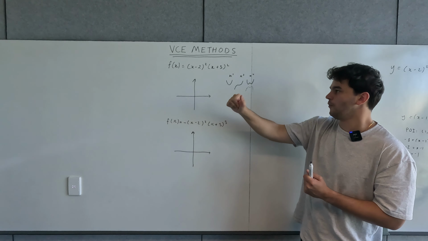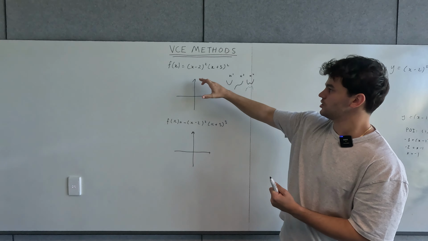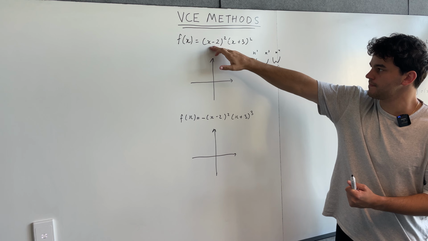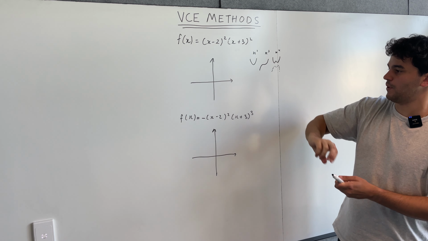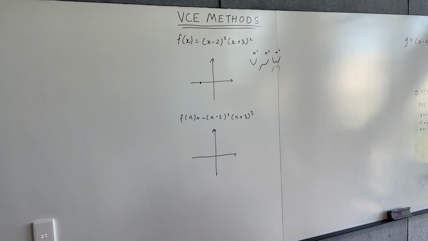So again, it's a degree 4 and it's positive, so we know the general shape and roughly what it's going to look like. So we have x-intercepts at positive 2 there, and then we have negative 3 over there. So I'm just going to sketch them in. I might use a different color actually.